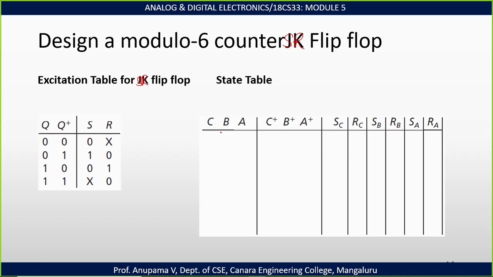So first we have to write the counting sequences. Initially the default counting sequence, so 0, 1, 2. Always in the counter design sum, in the state table, the initial previous state will be the default counting sequence 0 to 7, so after 2, 3, 4, 5, 6, 7. So default counting sequences you have to write for CBA. Now in the next state, that is C plus B plus A plus, you have to refer to the state sequence diagram and write the entries.